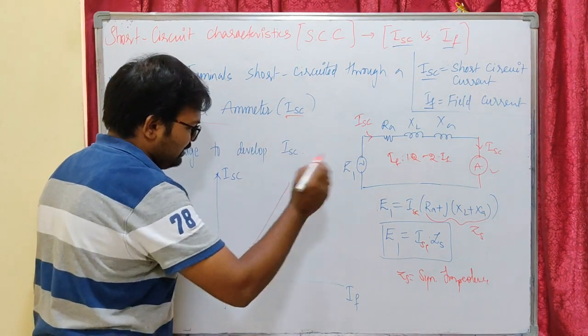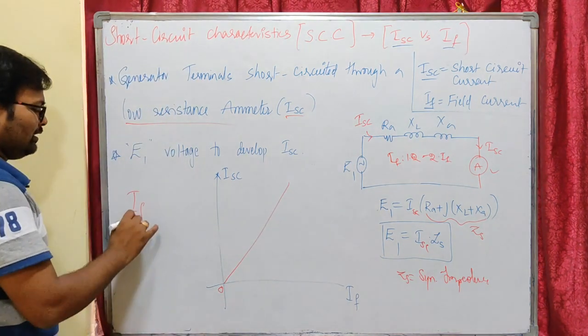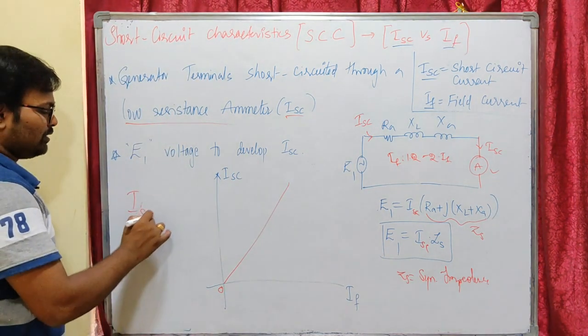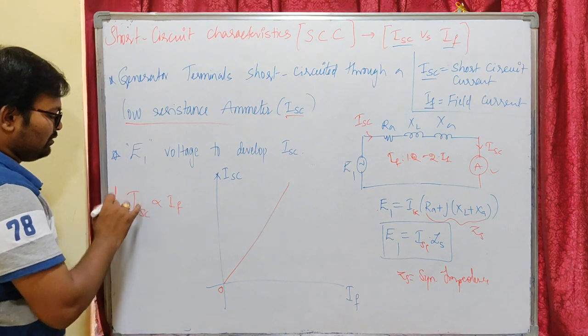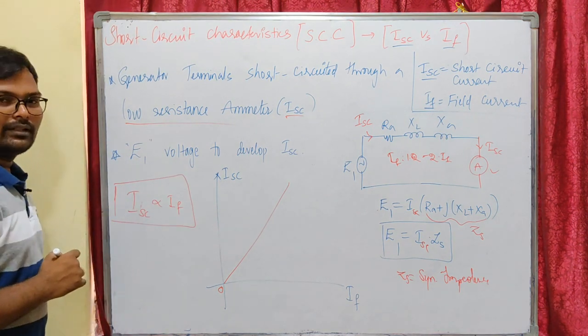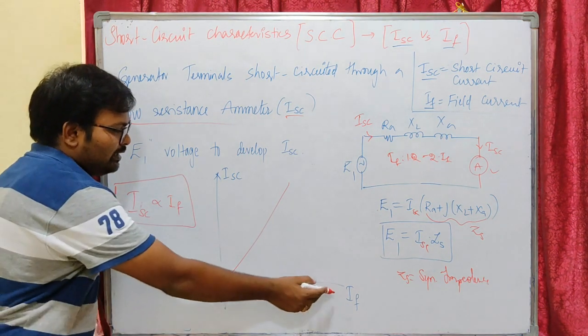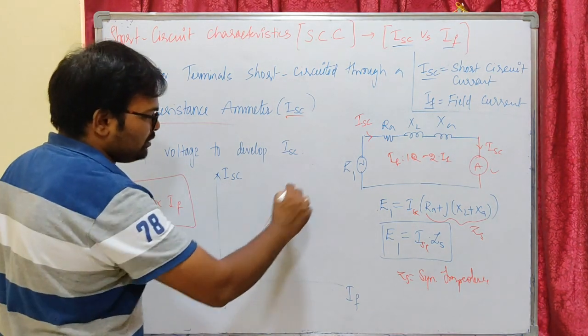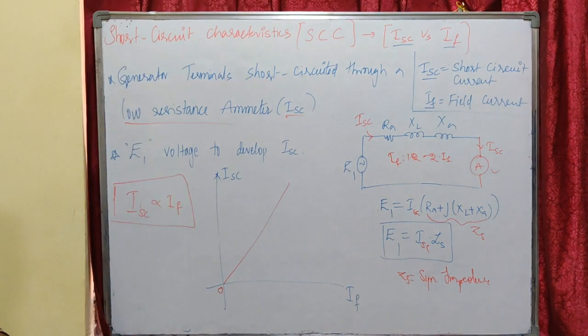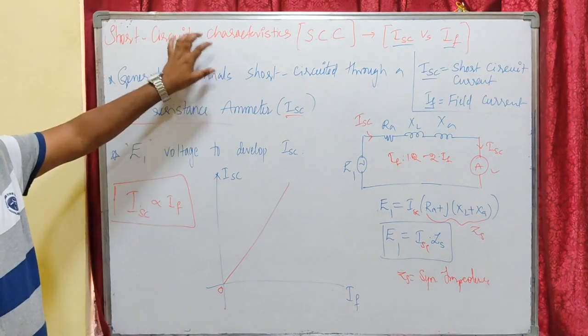The ISC will be proportional to IF. Okay, the field ISC will be proportional to our field current. So this is the short circuit characteristics of our generator. Field current and short circuit current are proportional to each other, so the curve will be a linear one. Okay, this is about the short circuit characteristics of our generator.